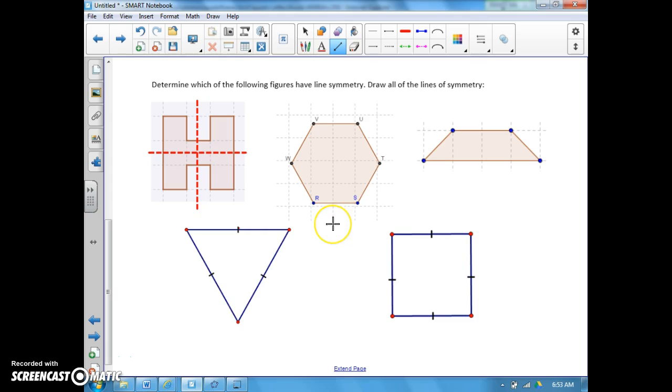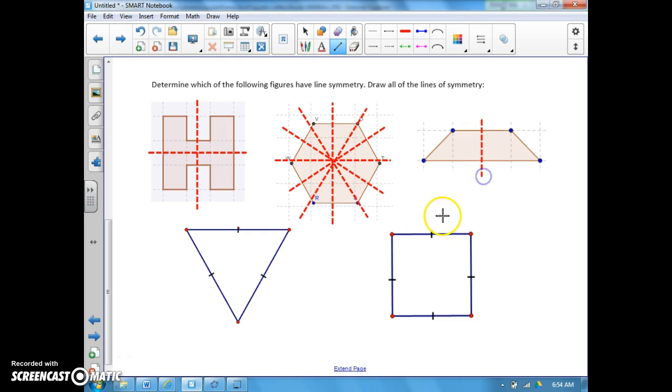My hexagon, on the other hand, has a ton of lines of symmetry. We have a line here, 2, and let's connect 3, 4, and then you can also go through the middle of each side. So you should count that we get 6 lines of symmetry on this shape. It's a lot. My trapezoid only has 1 line of symmetry, directly through the center. My isosceles trapezoid. The triangle has 3 lines of symmetry.